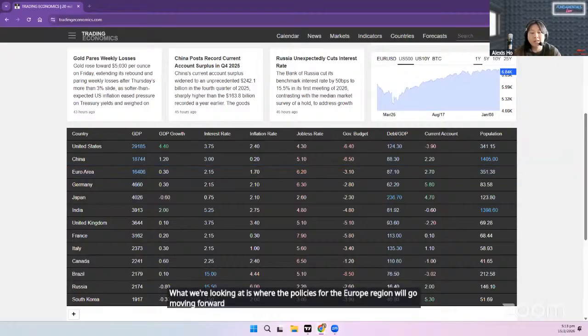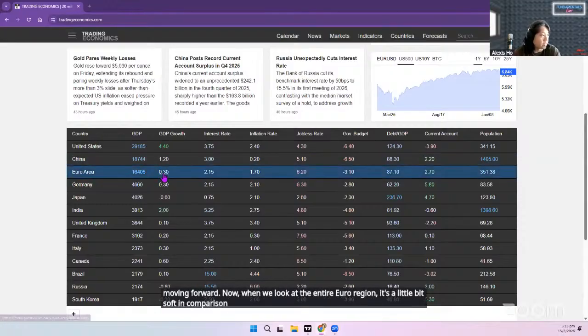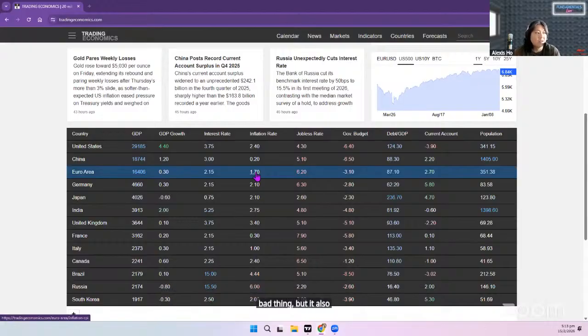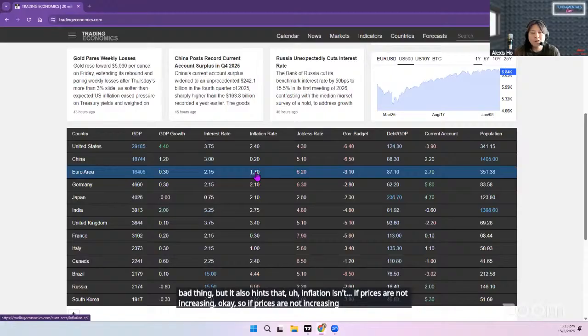Now, when we look at the entire Euro region, it's a little bit soft in comparison. If you look at the GDP figures, very low, very flat. Inflation is also below 2, which is not a bad thing, but it also hints that if prices are not increasing, there is no desire for companies to produce more.